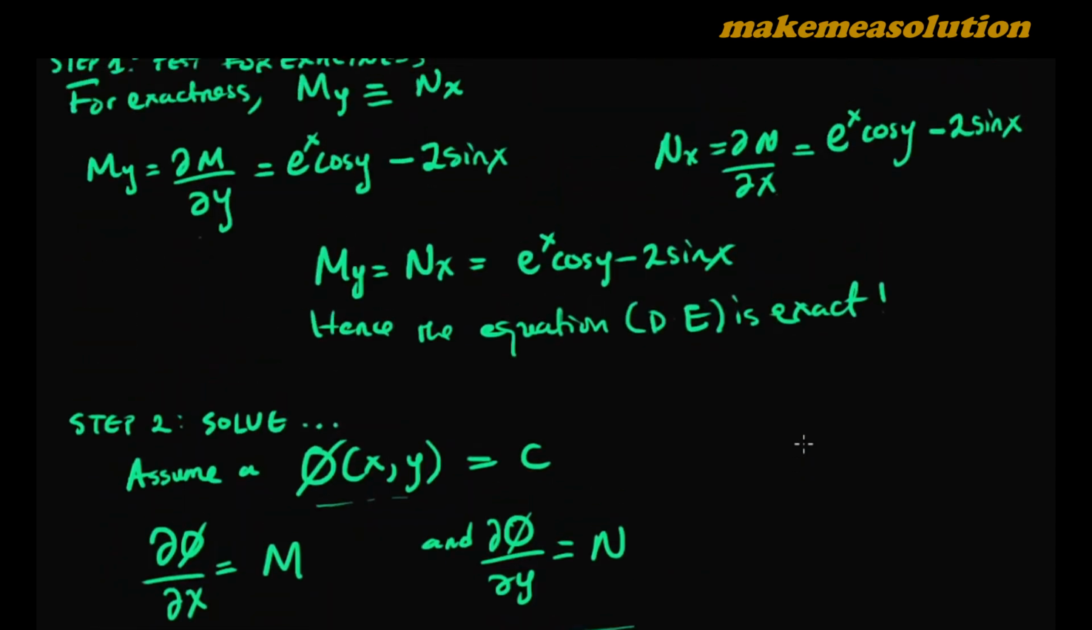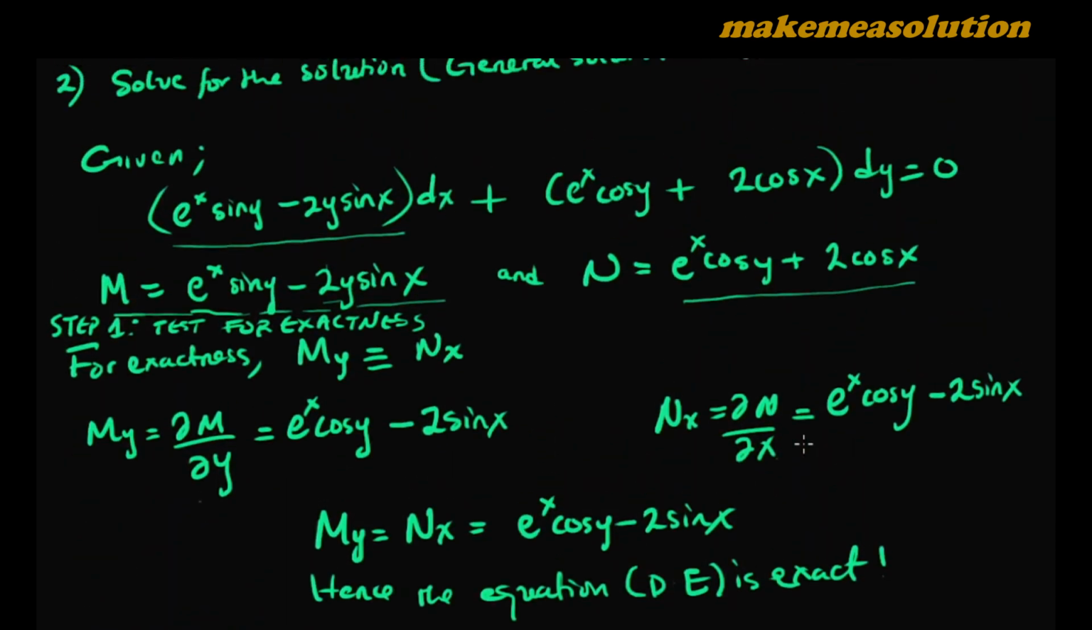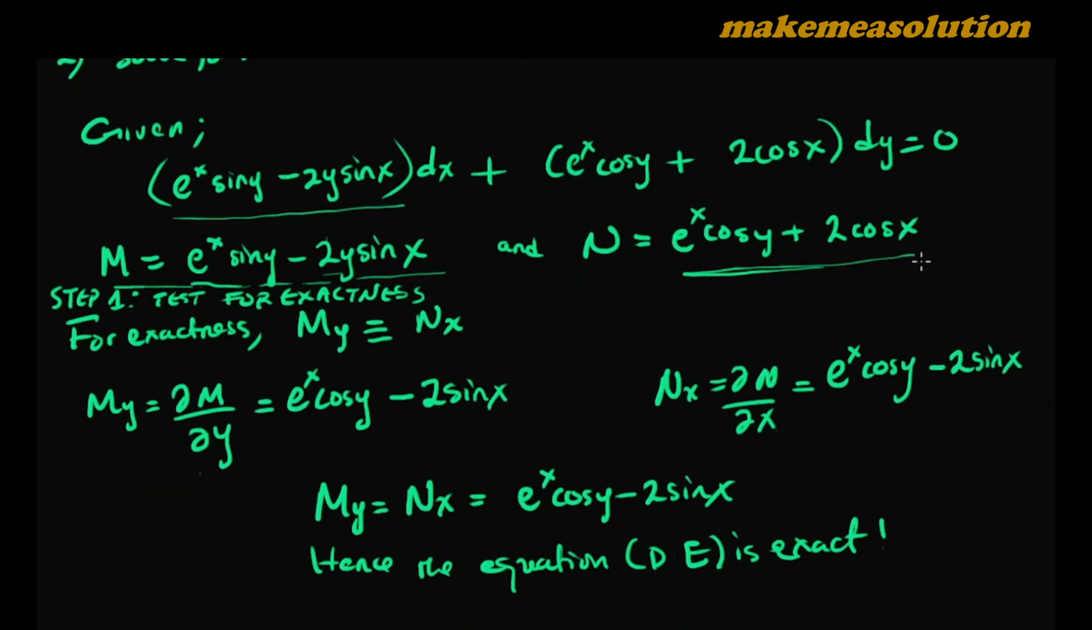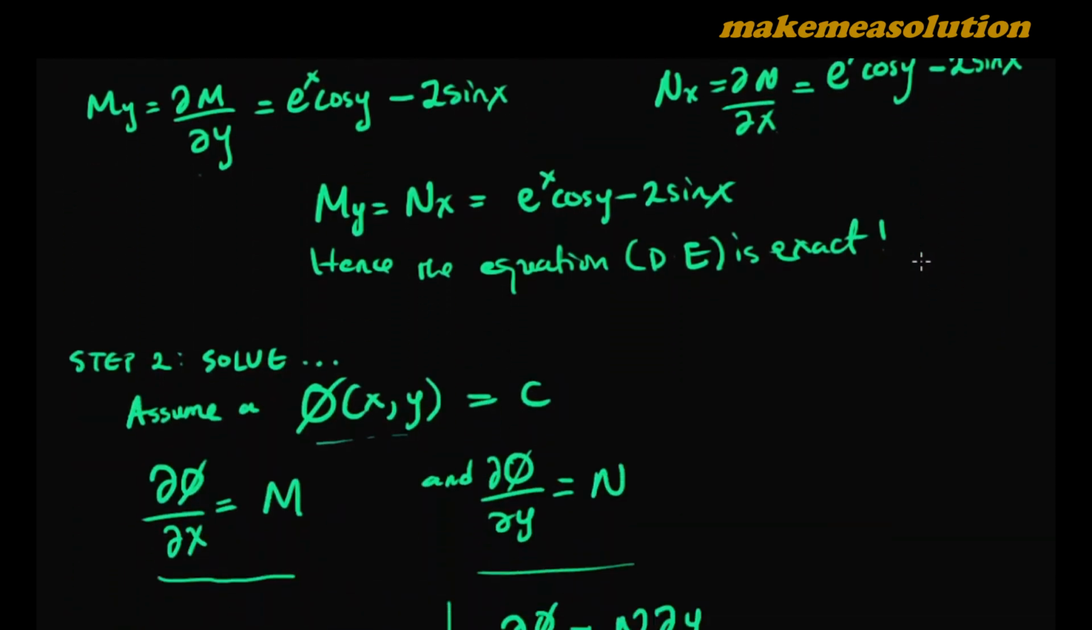So for this particular one, let me look with my eyes and see what my choice will be. Now, looking at m, it has exponential x sin y minus 2y sin x, but n has exponential x cos y plus 2 cos x. So this one seems more appealing for me to integrate, because it has fewer variables. Unlike this one, I'm seeing exponential x sin y, then 2y sin x. Wow, this looks so complicated for me. But this one, I'm just seeing exponential x cos y, then 2 cos x. So I'll rather go with this particular n.